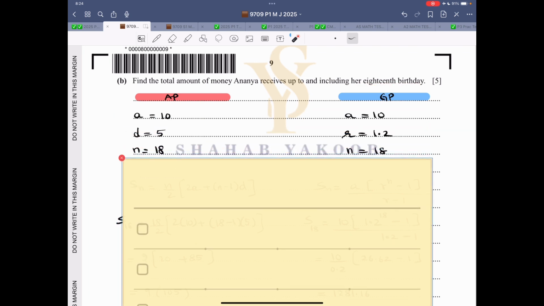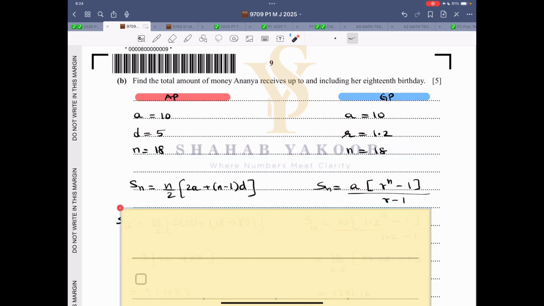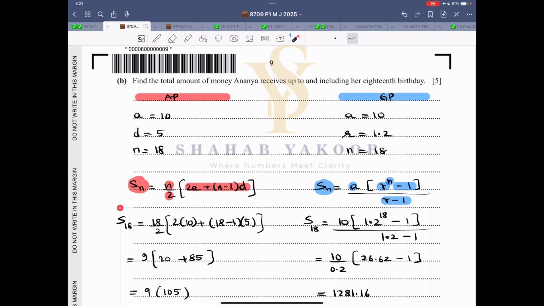So again, the data is here. And now we use the sum formula. What is the sum formula? Sn is equal to n divided by 2, 2a plus n minus 1 into d. What is the sum formula for GP? That is a into r to the power n minus 1 over r minus 1. Some people write this as a into 1 minus r to the power n over 1 minus r. That is perfectly good. Doesn't make a difference.